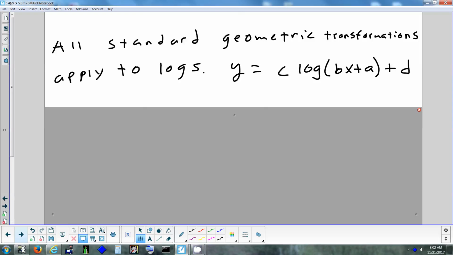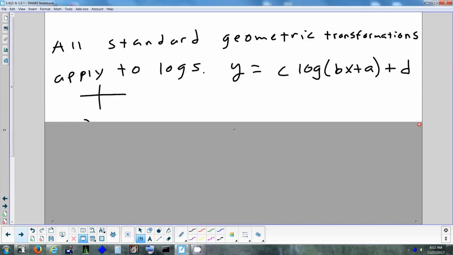Reflection. A reflection. Since C is the vertical, if you make C negative, it's a vertical reflection. Vertical reflections, going to be careful. If that was your image and that was the reflection, that's a vertical reflection. It's over the x-axis. B is your horizontal. If B was negative, that would be a horizontal reflection. So that's left to right. A reflection left to right is over the y-axis.